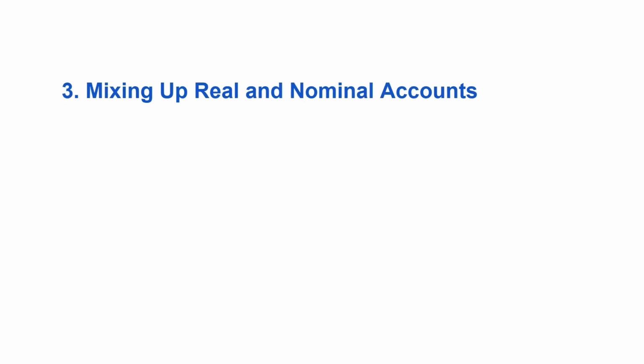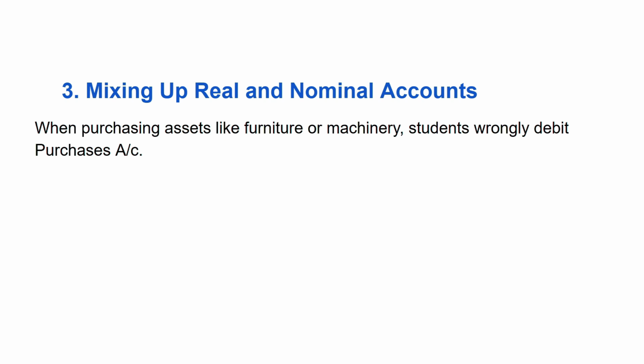Mixing up real and nominal accounts. When purchasing assets like furniture or machinery, students wrongly debit purchase account. Purchases relate only to goods meant for resale. So, when you buy furniture, it is an asset, not an expense. Hence, use furniture account as real account, not purchase account.